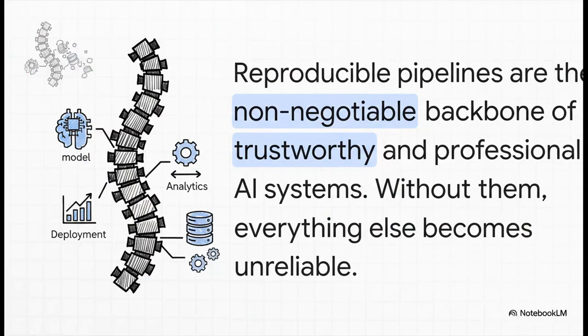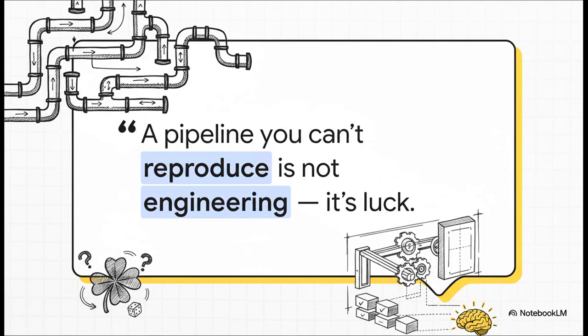If you only remember one thing from all this, let it be this. Reproducible pipelines are not a nice-to-have. They are the absolute non-negotiable backbone of any AI system that you want to be trustworthy, auditable, and professional. Period.